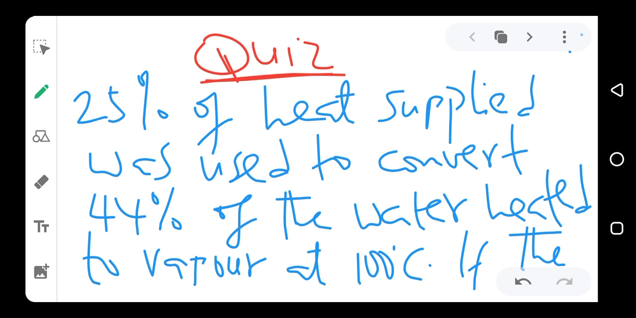Now, this means that it is not all the water supplied that was used, and it is not all the heat supplied that was used. So we are going to use only the heat that was used during the phase change and only the amount of water that was converted, because we are talking about latent heat. In latent heat, only a certain part of the heat supplied is used to convert the substance to another phase at a constant temperature.